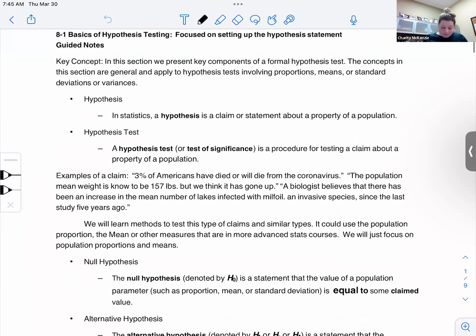So a hypothesis test is a procedure for testing a claim about a population. So we're going to test a claim. So if somebody says the average height of a male is 5'10", we're going to test that claim. Is that true? We would then gather a good sample, right? And using our sampling methods and quite a few people, we would test that claim.